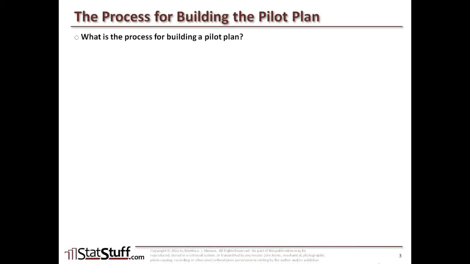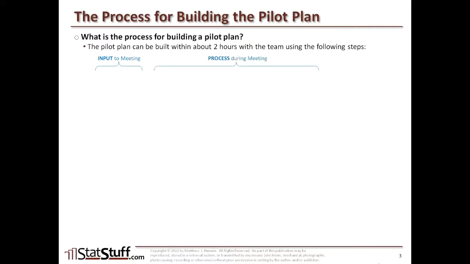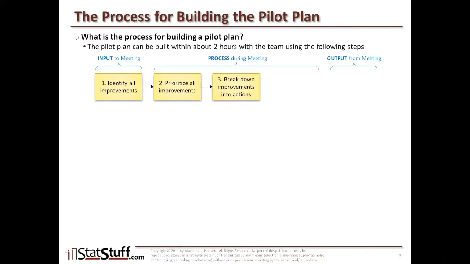So what is the process for building the pilot plan? Again, it's something that could be built in just about 2 hours with your team, and you could follow these kinds of steps where, as we've shown before, you'd have some sort of input into your team meeting, and then some sort of process you follow with your team in order to create some output from the meeting. First, it starts as an input. You identify all the improvements that you're going to be focusing on. Then for the meeting itself, you'd want to begin with prioritizing all those improvements, breaking down the improvements into actions, and then identifying any prerequisite or sub-actions based off of those. And then finally, for your output from the meeting, you want to assign action owners and due dates so you have that full plan.